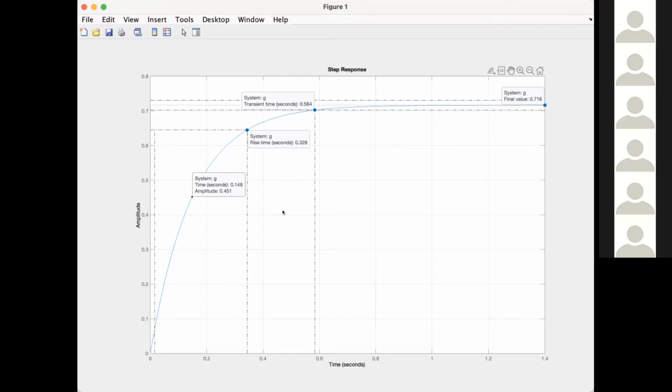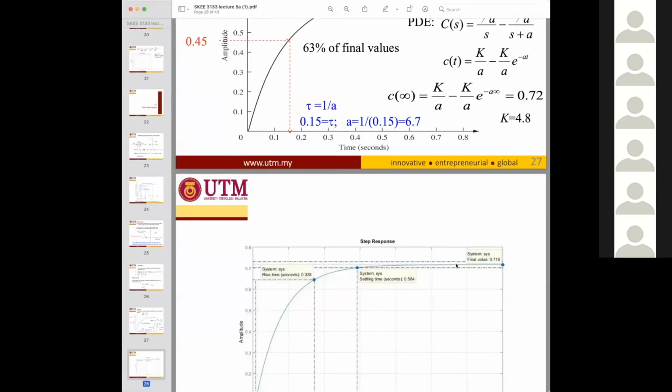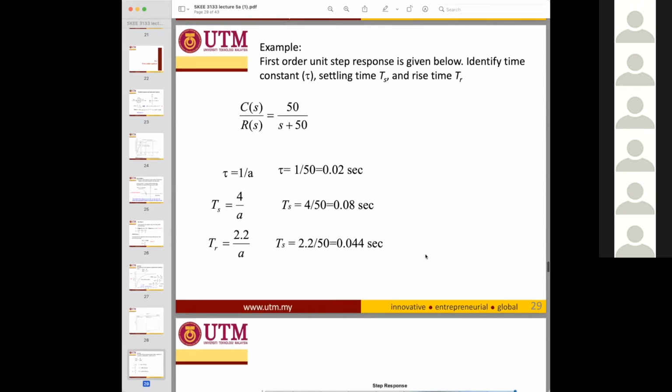Thank you, Prof. Okay. Lukman, faham tak Man? You understand how to find the time constant? Faham. Rising time? Tekan tu ni kan, right click ni kan? Tak, ini time constant ni. You faham tak? Faham. 63%. Okay. Example.